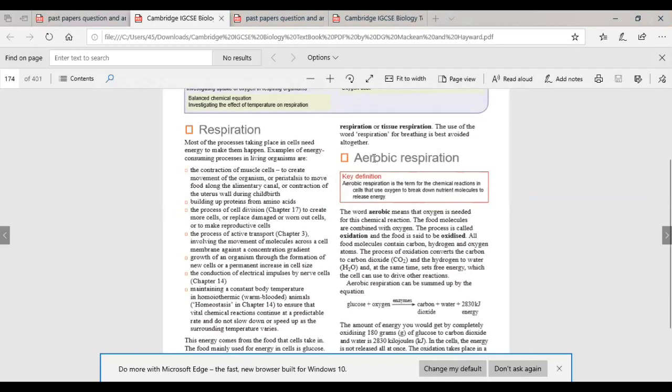Aerobic respiration is the breakdown of glucose with oxygen, and anaerobic respiration is the breakdown of glucose without oxygen.